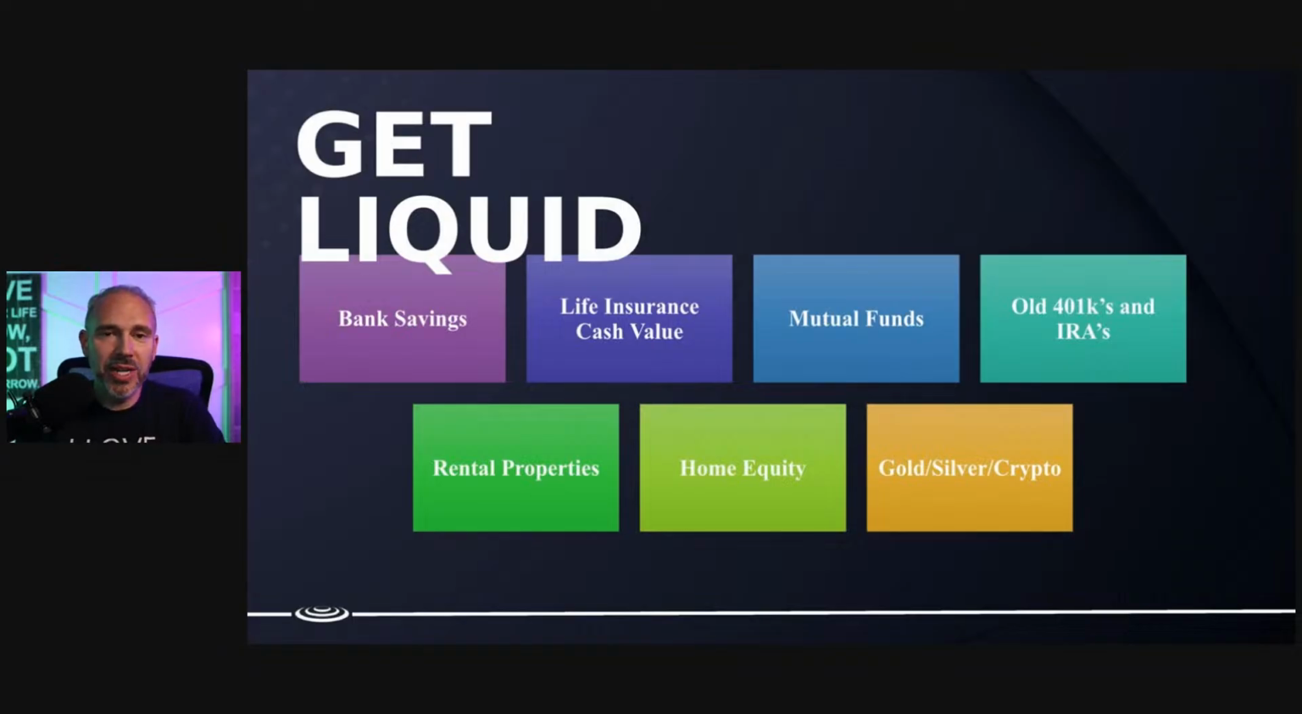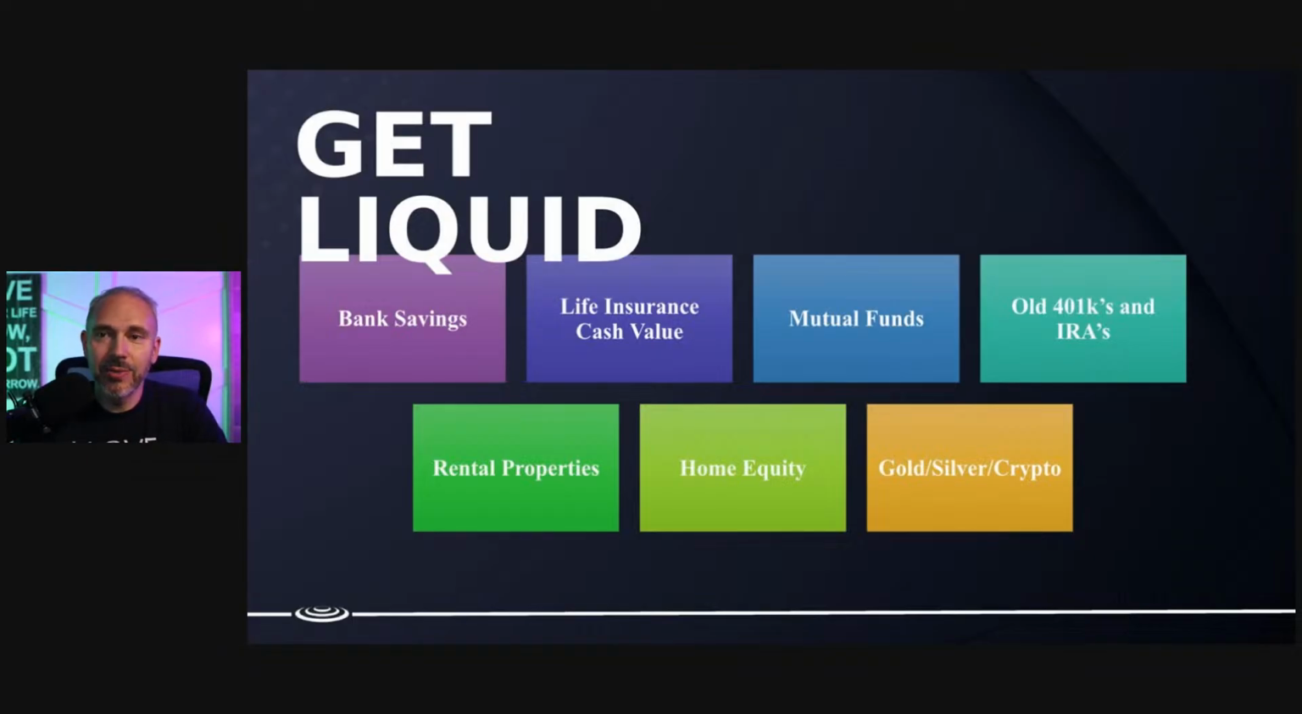Mutual funds. You have money sitting in mutual funds that right now are at all-time highs. You might be thinking, man, the bubble's about to pop. Do I need to get this money away from here? Same thing with old 401ks and IRAs. People are really worried right now that they're going to lose the money that's bubbled inside their plans, right? It's been too hot for too long. And at some point, there's got to be a reckoning.